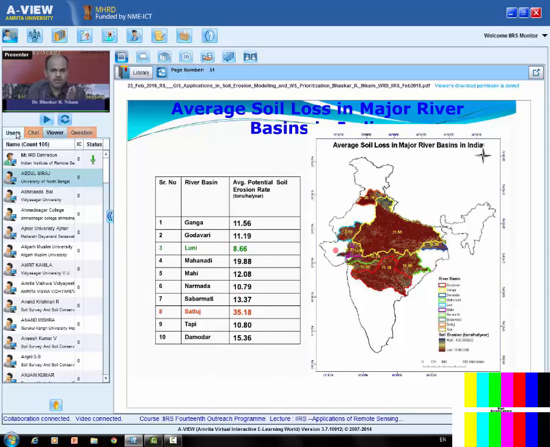We all know the Luni falls under Rajasthan and Gujarat, where there is very low rainfall. So the soil loss is also very low. It's 8.66 tons per year per hectare. Whereas in the Satluj basin, the average soil loss is 35.18 tons per year per hectare.